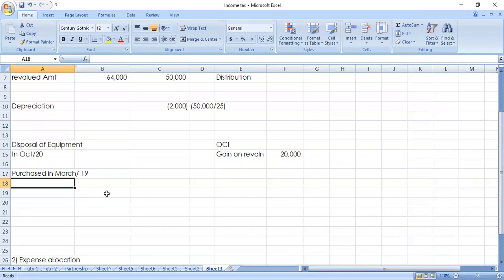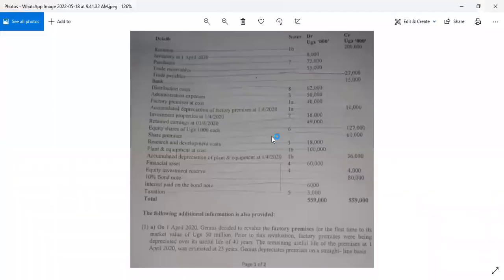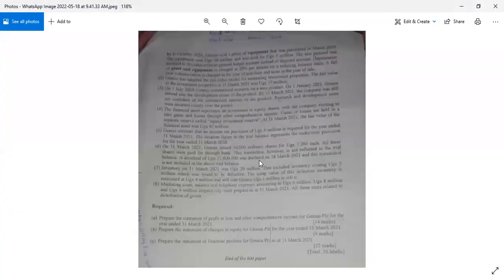These dates are important because you want to know when you bought it, and then you're supposed to determine the carrying amount and things like that. So if I take the question again, they say that the equipment cost 10 million and it was sold for 7 million.